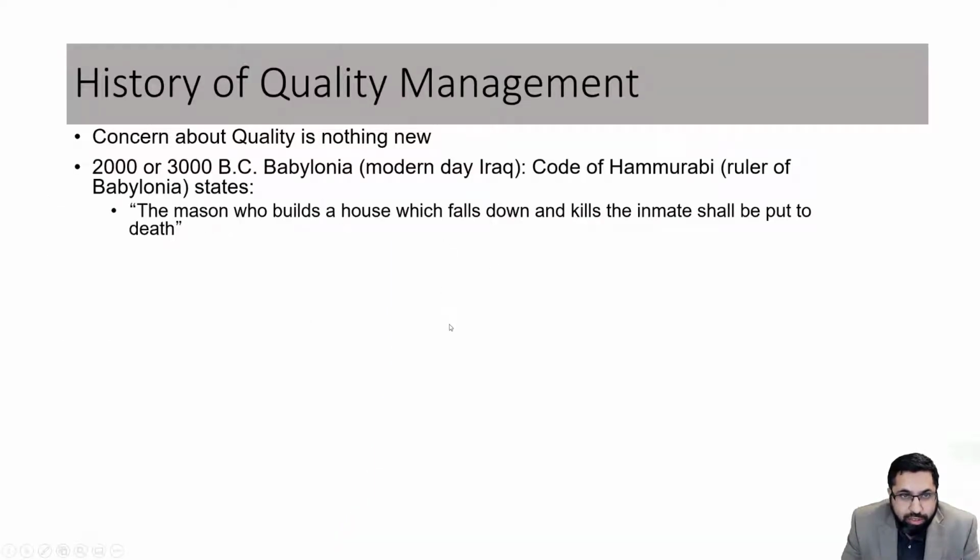So concern about quality is nothing new. We can find references to quality 2000 to 3000 BC, or before the Common Era. In Babylonia, which is modern day Iraq, we find a reference in the Code of Hammurabi to this law: the mason who builds a house which falls down and kills the inmate shall be put to death. So the cost of a serious quality defect at the time was death.